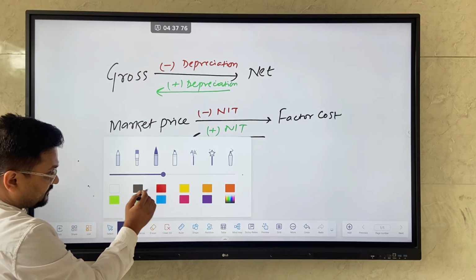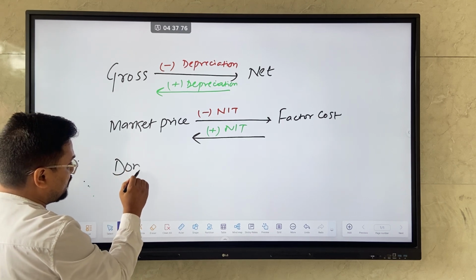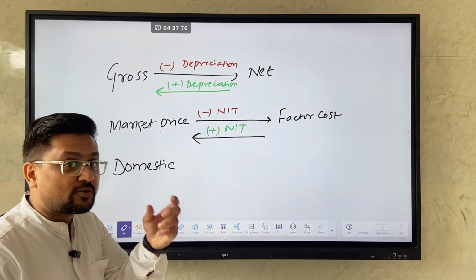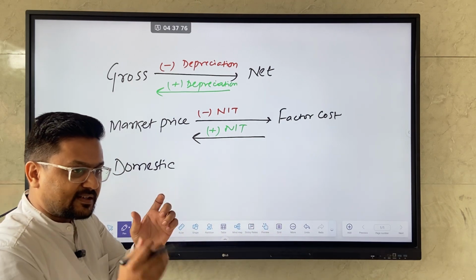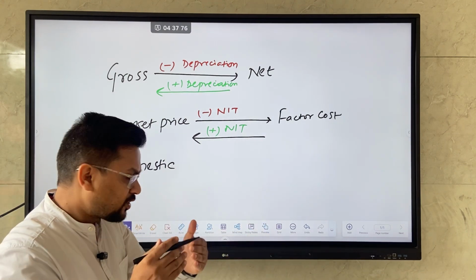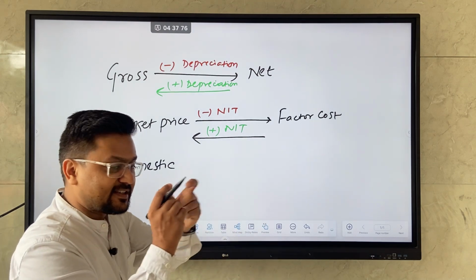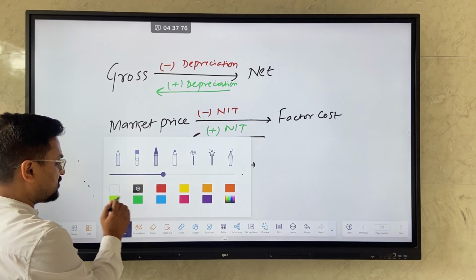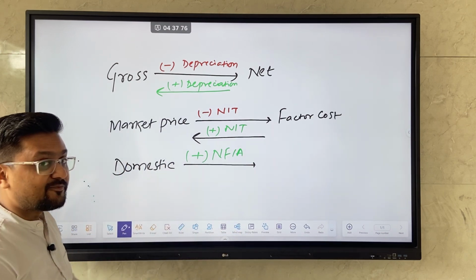Now similarly, one more connector. Suppose we want to get from a value in domestic terms, like GDP, where D is domestic, to national, from GDP to GNP. So you have to understand this word. From domestic to national, we are going to add NFIA, that is net factor income from abroad.